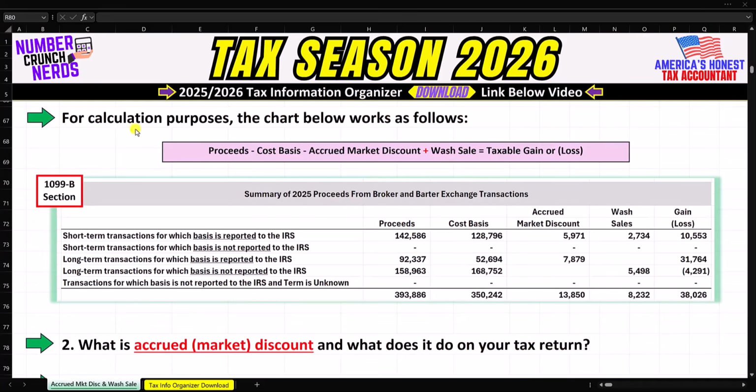Okay, now for calculation purposes, the chart below works as follows. It's going to be proceeds from the sale minus the cost basis minus the accrued market discount plus the wash sale equals taxable gain or loss.